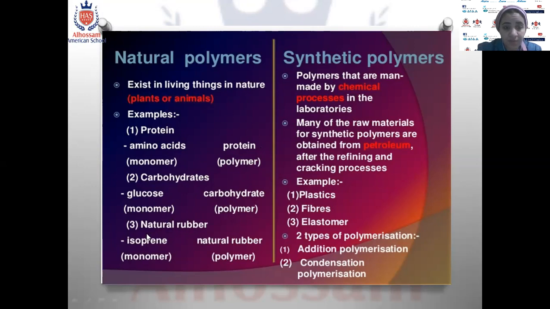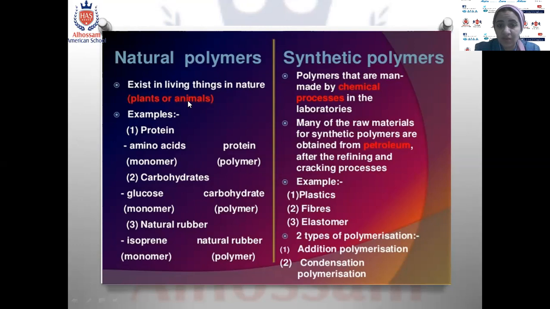Natural rubber: isoprene is the monomer, and natural rubber is the polymer. Again, the natural polymers exist in living things. We find them in nature, inside plants, inside animals, inside your body. Synthetic polymers are human-made polymers, made by chemical processes in the lab. You can prepare this kind of polymer inside the lab.